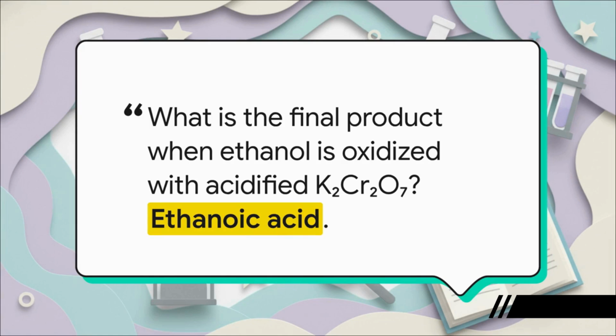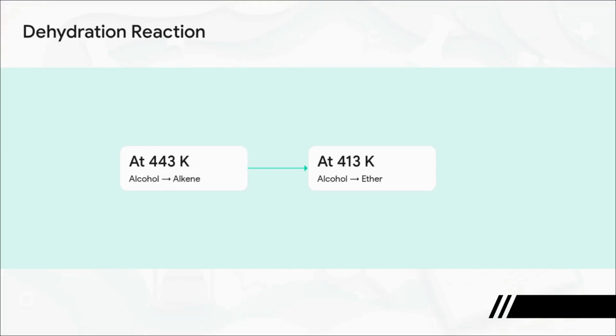Here's a typical exam question. What's the final product when ethanol is oxidized with acidified K₂Cr₂O₇? Okay, let's break it down. Step 1, what's the alcohol? Ethanol is primary. Step 2, what's the reagent? K₂Cr₂O₇ is strong. So does the reaction stop at the aldehyde? No way. It goes all the way to the end, giving us ethanoic acid. See? It's that simple.